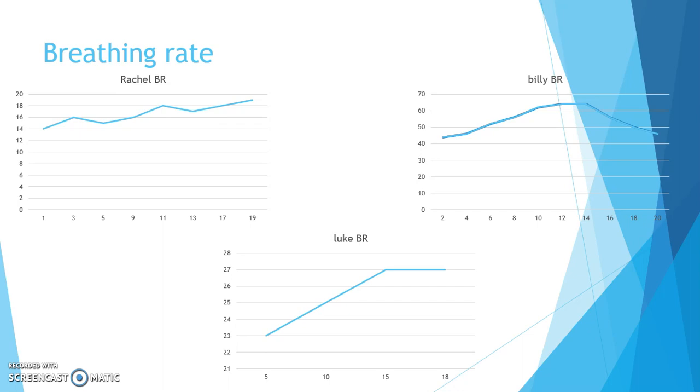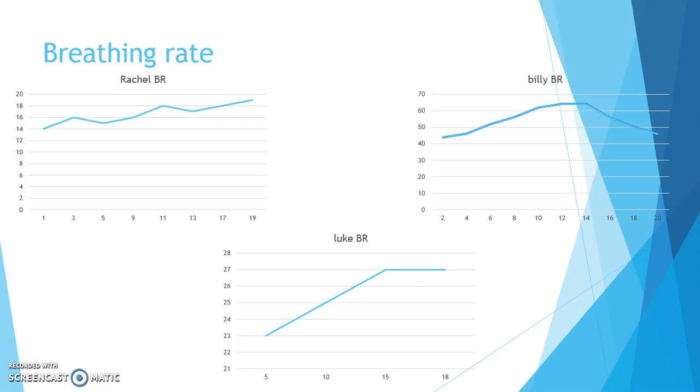However, Billy's breathing rate was the anomaly, because it was considerably higher than the others. His highest result was 63 breaths per minute, which suggests that he's working in the wrong training zone. Or the data could have been collected inaccurately, as the person counting the breaths may have done it wrong.